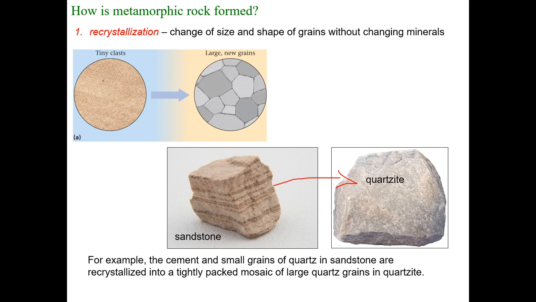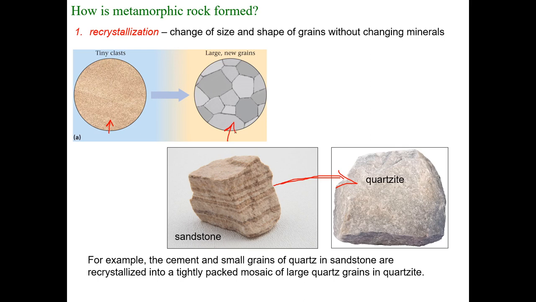So that's an introduction to metamorphic rocks and metamorphism, heat and pressure. Let's talk about what specifically occurs during the process of metamorphism. One of the first changes that occurs is something called recrystallization. This is when there's a change in the size and the shape of the grains, but you don't change the actual minerals that are there. A good example of this is sandstone turning to quartzite. Little tiny sand grains will coalesce together and become larger grains.